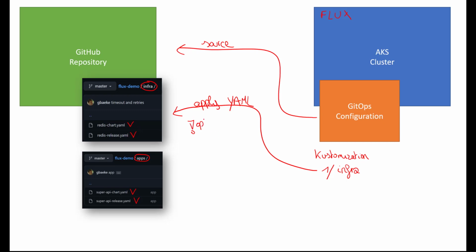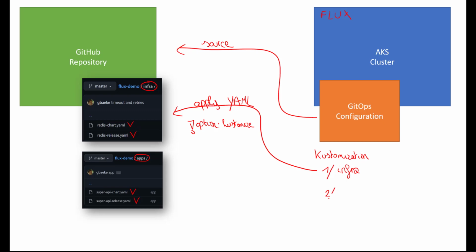Optionally, you can use the tool Kustomize there. The Kustomize tool, you probably heard about that. Kustomize can be used to be precise in the resources you want to install. We are not going to use that here. We'll just tell Flux, grab all the YAMLs and apply them. Now that's the infra kustomization, and that would then install the Redis chart for us.